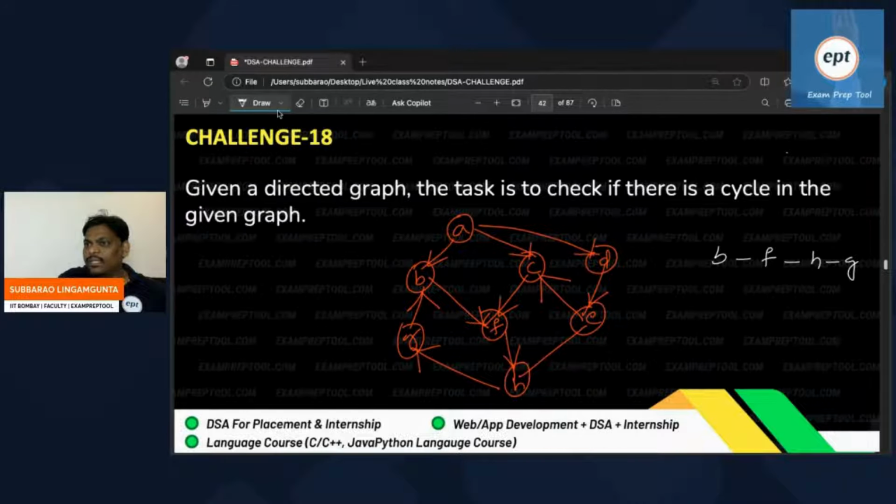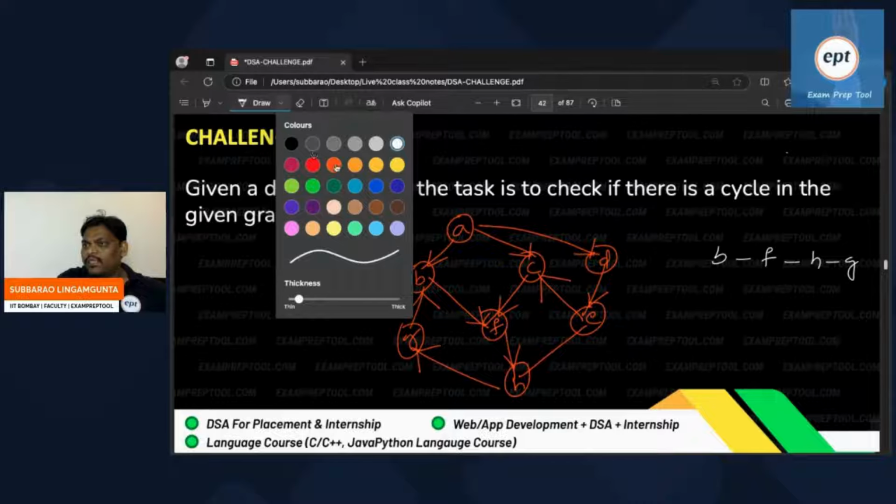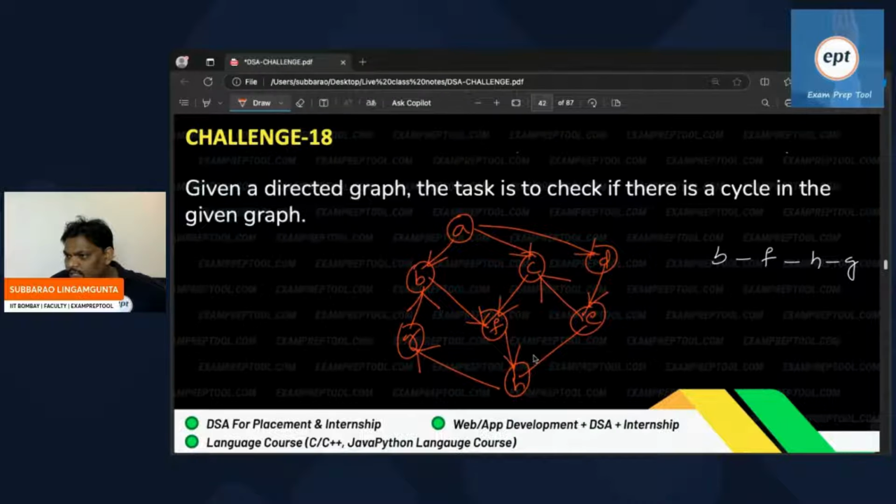I think one more edge I have to cover. Let me cover this edge also. This edge is not covered, so let's see. Is there any cycle other than this one? E, C, F, H. Yeah, I think there is no cycle. It looks like a cycle, but there is no cycle. Only one cycle is there in this graph.